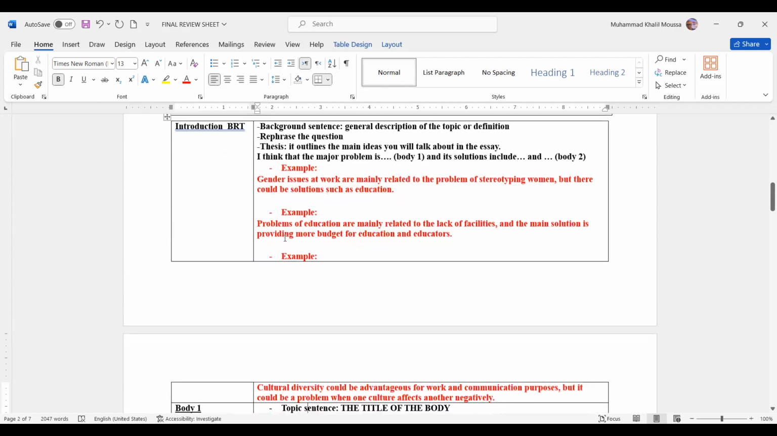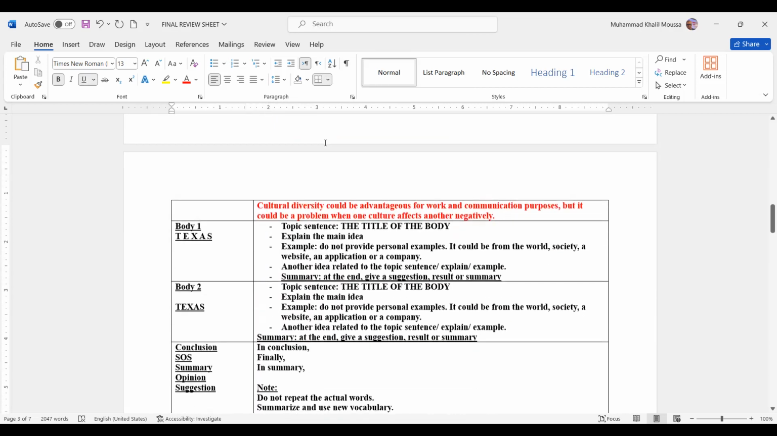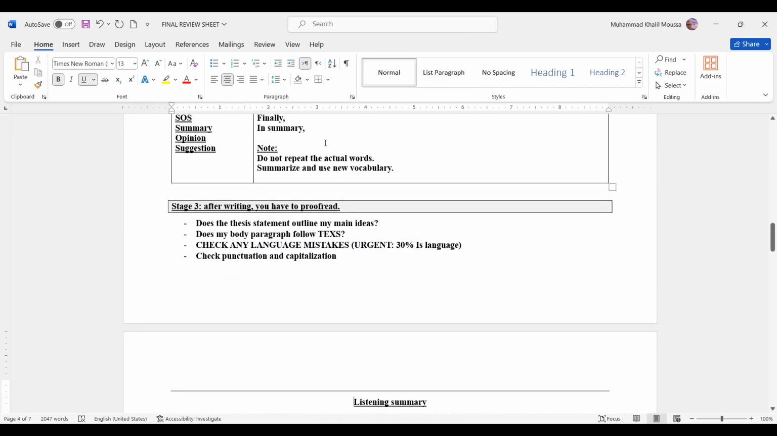When you start your introduction, you have to provide the background statement, provide your opinion, and the thesis statement is very important. The thesis statement is about the title of body 1 and body 2. And finally, in the conclusion, you have to provide your opinion and the summary, and you can provide a suggestion or prediction. Don't forget that at the very end, you have to proofread text, language, capitalization.